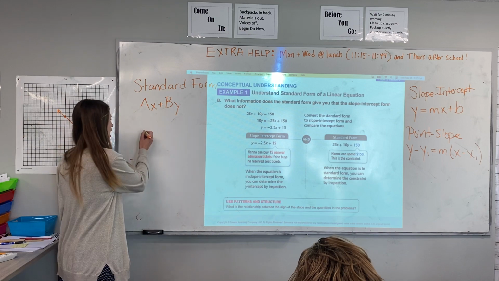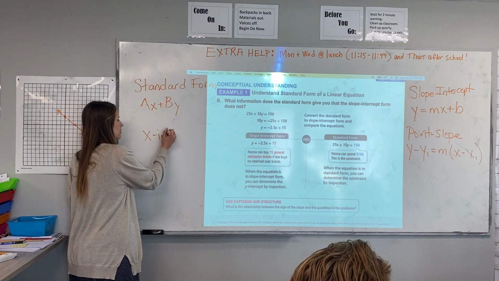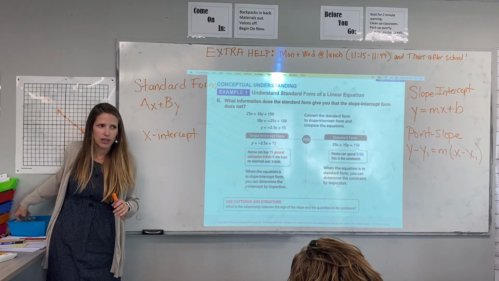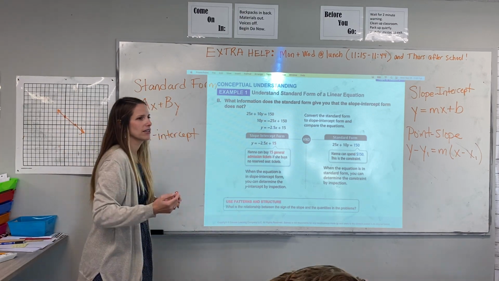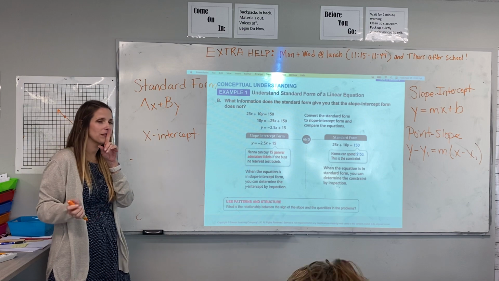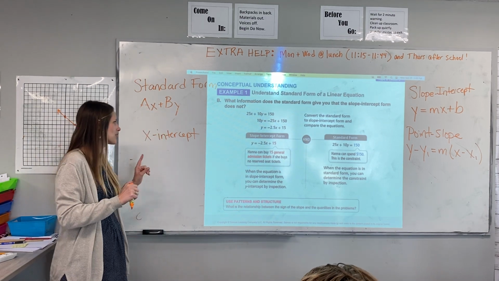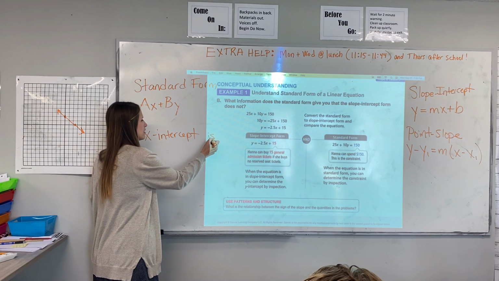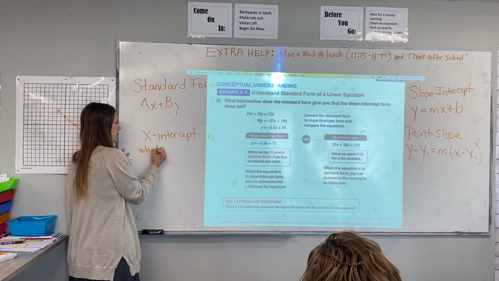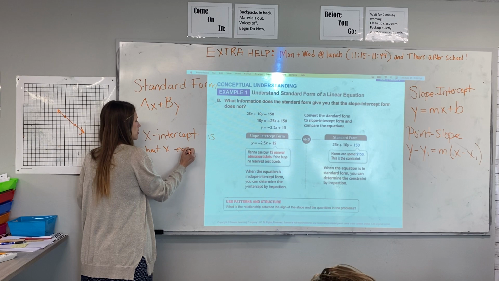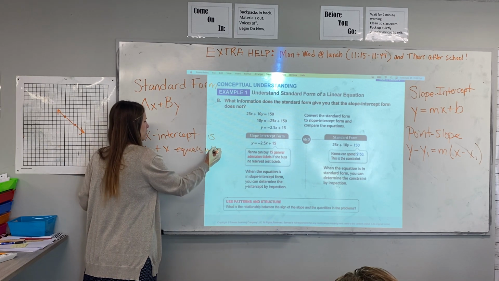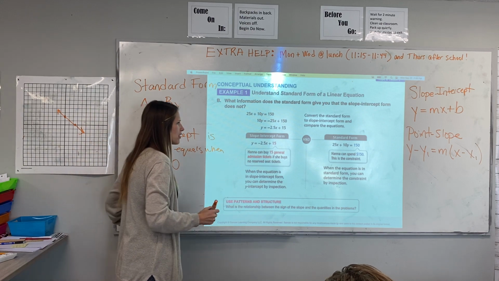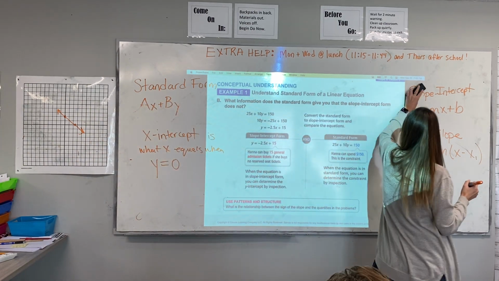Very good. The x-intercept. It took a lot of people guessing in my last class to get that, so very good. The x-intercept is what x equals when y equals 0. On the other side, let's go ahead and do the other thing.